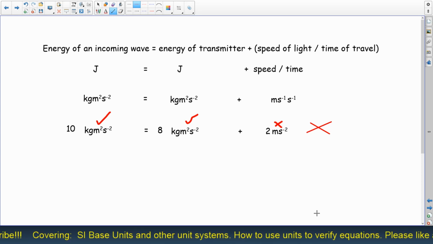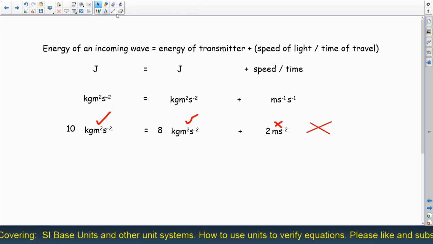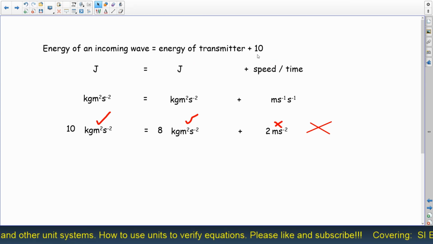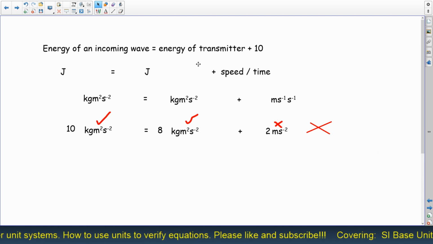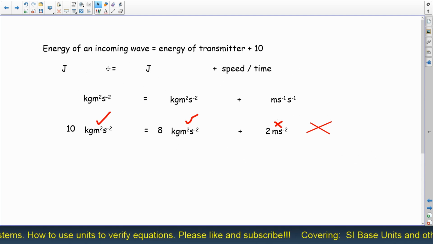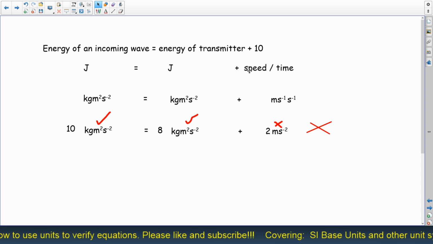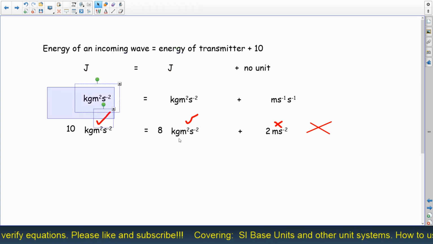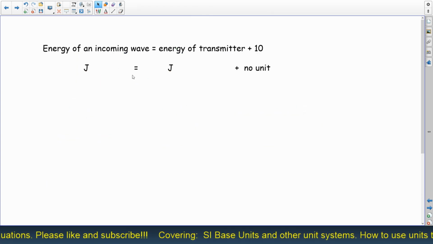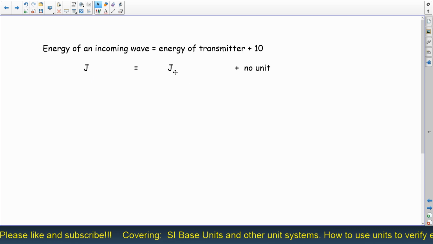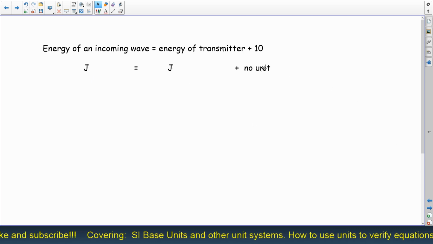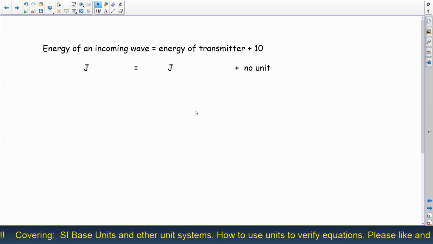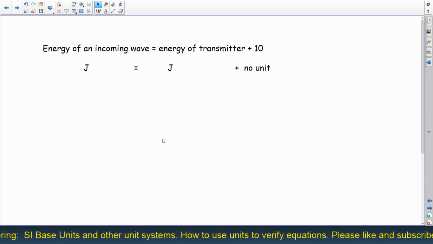This cannot be allowed to happen. Equally, I can't do things like this. I can't have that the energy of an incoming wave equals the energy of a transmitter plus 10, because I would have the energy of the incoming wave in joules equals the energy of the transmitter also in joules plus no unit. And because there's no unit, you can't add apples and pears. Okay, you have apples, nothing, but you're still sticking a number on it. In order for an equation to be functional, the units of every single term must be the same.